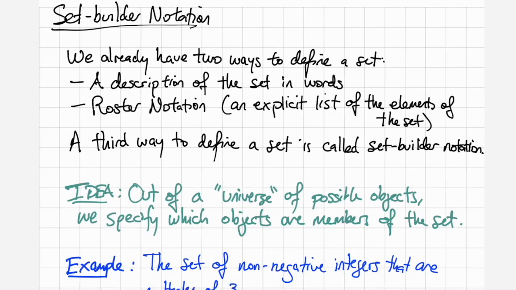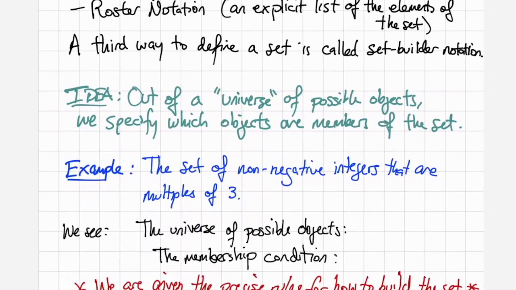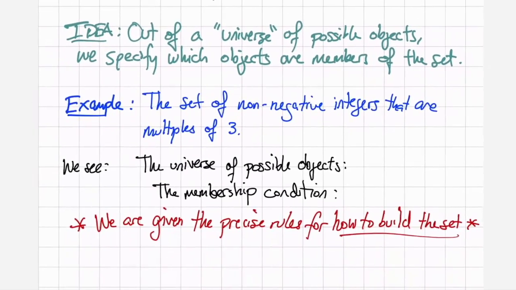A third way to define a set is called set builder notation. And so here's the idea. Out of a universe of possible objects, we can specify which of the objects are members of the set. So let's look at this example. Consider the set of non-negative integers that are multiples of 3.